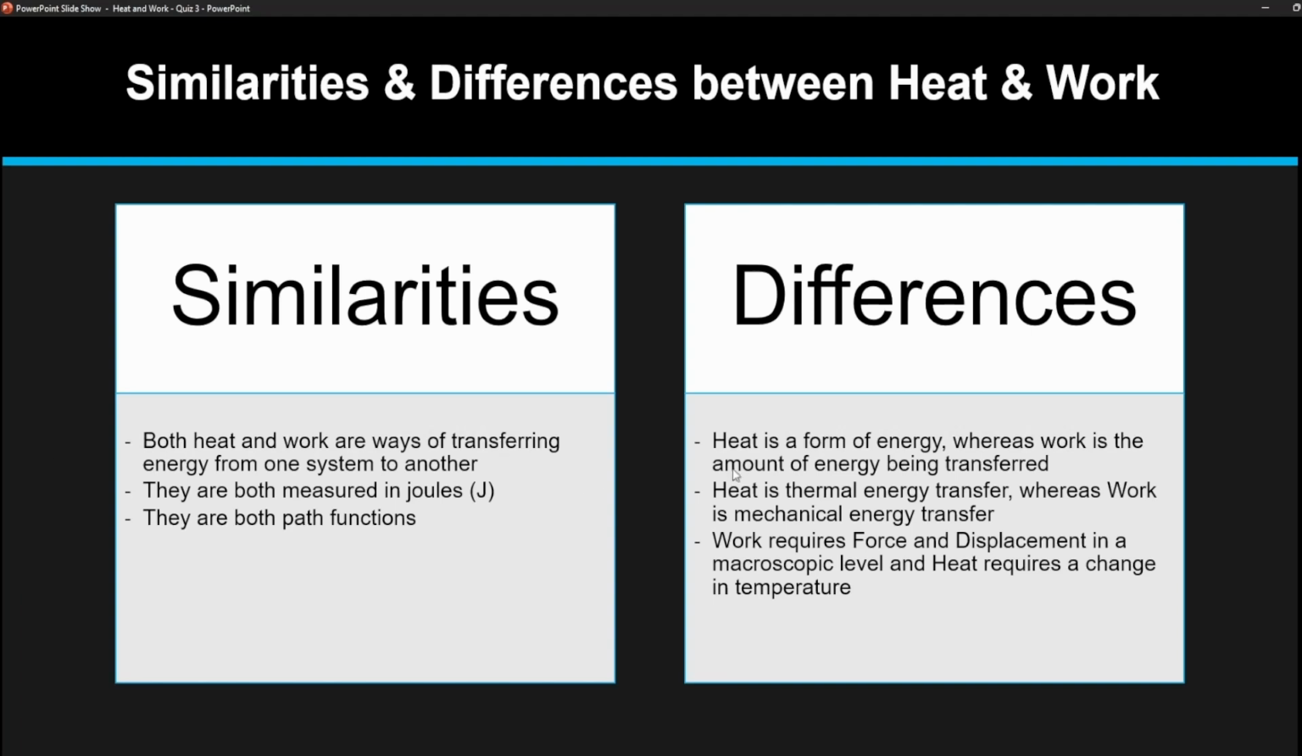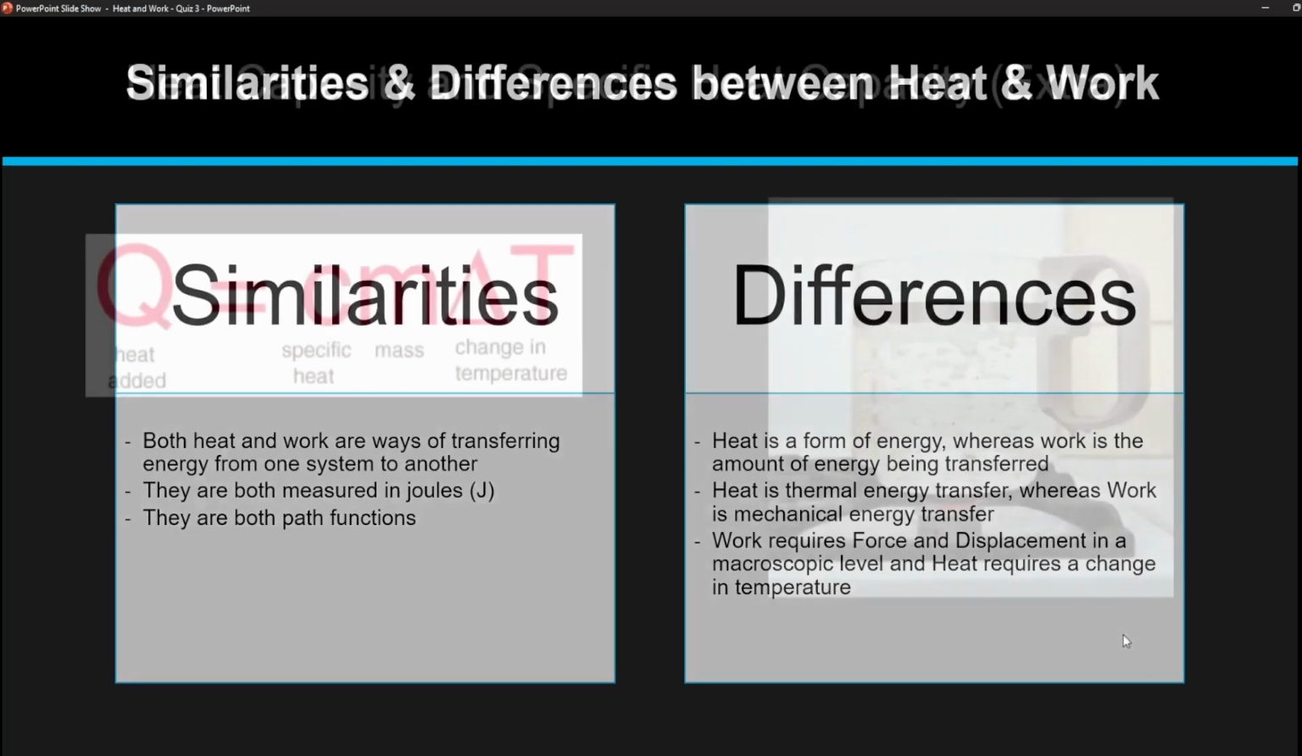Some differences: heat is a form of energy, whereas work is the amount of energy being transferred. Heat is thermal energy, whereas work is mechanical energy transfer. And finally, work requires force and displacement on a macroscopic level, and heat requires a change in temperature.